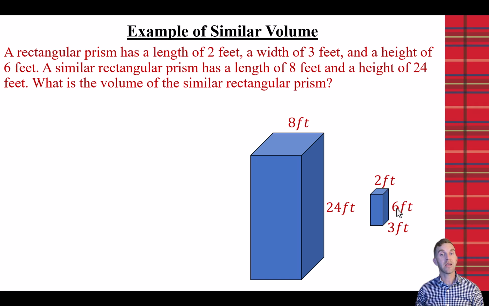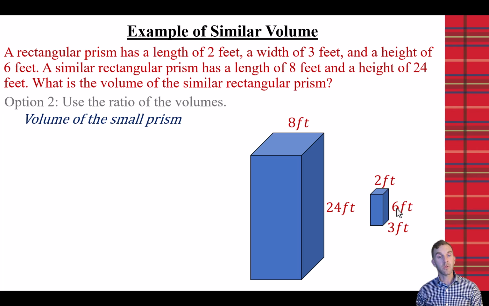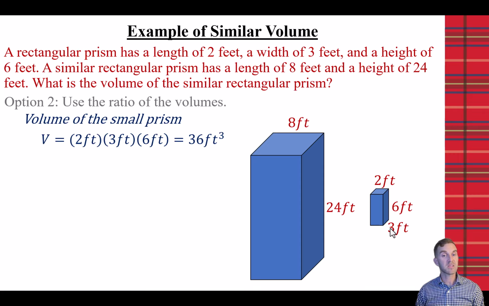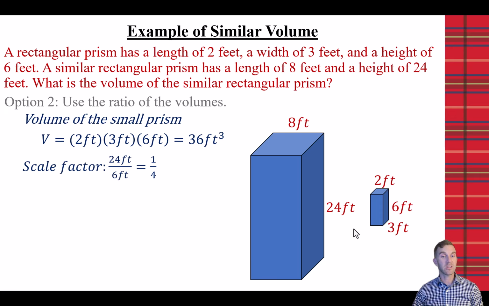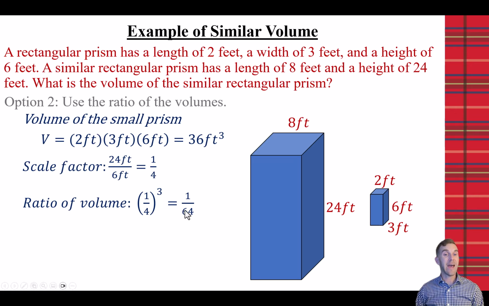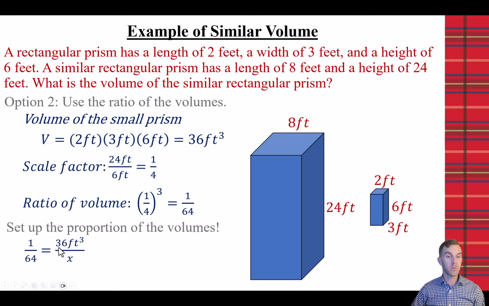The other way is I can look at a ratio of the volumes. So I know, like I just said, that the scale factor is going to be 4 to 1, but let's also understand what's the volume of that small prism. So I need this prism here, so that'd be 2 feet by 3 feet by 6 feet, which is 36 cubic feet. Now we're going to take that scale factor. That's the length scale factor. We need the volume scale factor, so we're going to cube it, which is 1 to 64. Now I can set up my ratio of the volumes as a proportion and say 1 to 64 will equal the volume of the small one to the volume of my big one. Again, I cross multiply here, and I'm going to get that x equals 2,304 cubic feet.